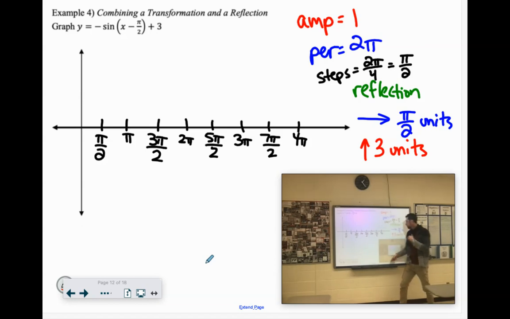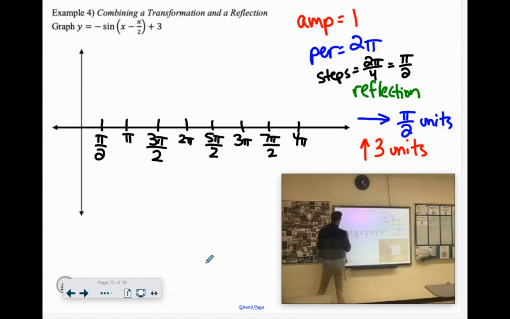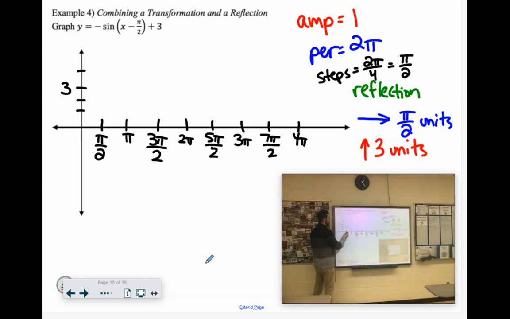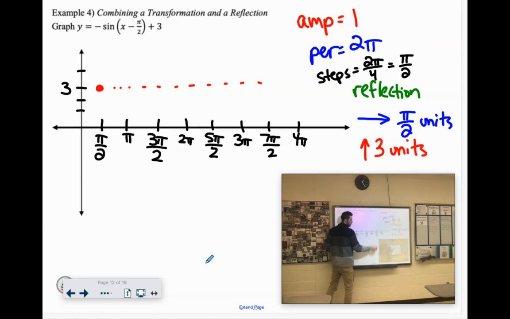I see our amplitude is 1. So let's see, 1, 2, 3. We're going to go 1 above it and 1 below that. So sine typically starts at 0, so it's the middle of the graph. So our middle of the graph will be pi over 2 units to the right and 3 up. This will be our center line for the graph. So that, you can imagine it just being like a dotted line across, and we'll go above and below that line.